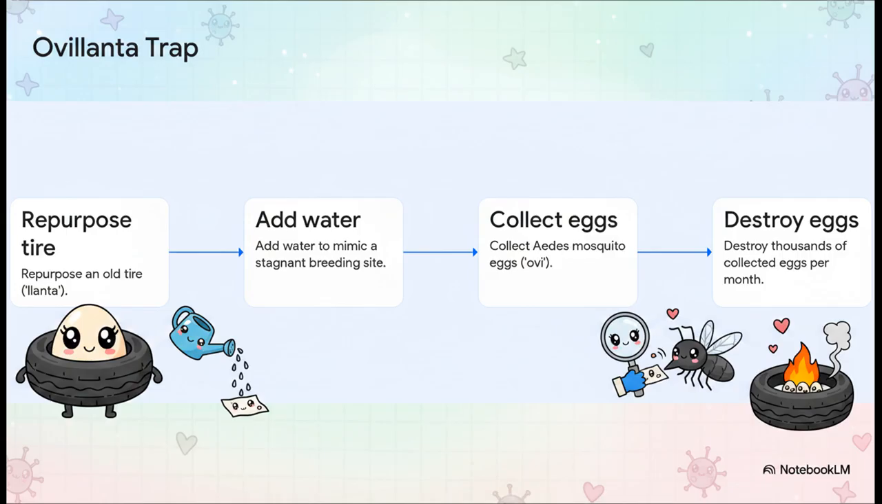During their study, researchers found this simple Ovillanta trap was actually far more effective than standard traps. It allowed the team to collect and destroy thousands of Aedes eggs every single month. It's just a fantastic example of using localized, practical science to cut off a spillover right at the source.